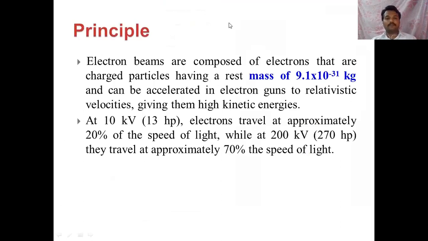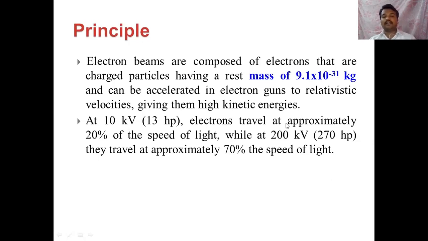The principle for electron beam welding is that the electron beams are composed of electrons, which are charged particles having a rest mass of 9.1 x 10^-31 kg, and can be accelerated in an electron gun to relativistic velocities, giving them high kinetic energy. When these electrons are discharged from the electron gun, initially they are at rest. Once they achieve the relativistic velocities, they attain the kinetic energy. This kinetic energy is converted into heat energy when it strikes the surface of the materials that we have to join.